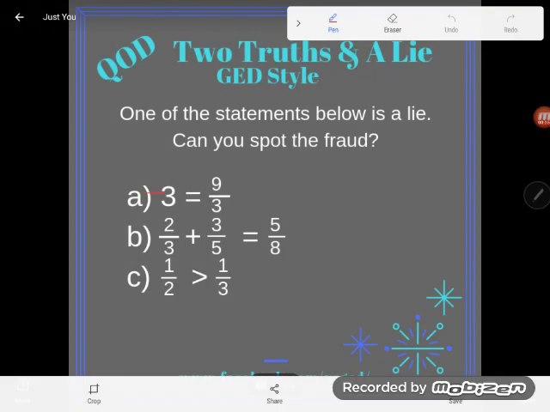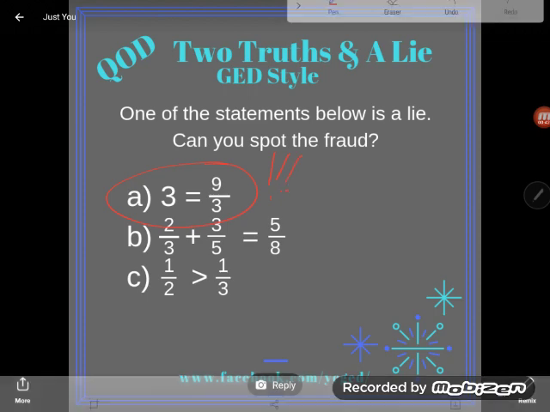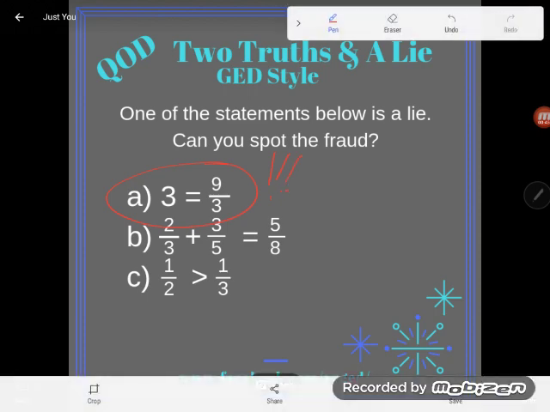So the first one says 3 is equal to 9/3. Now, students right away tell me, Kate, that's a lie. Oh my gosh, how could a fraction be equal to a whole number? Impossible. Yeah, we really need to think about this.